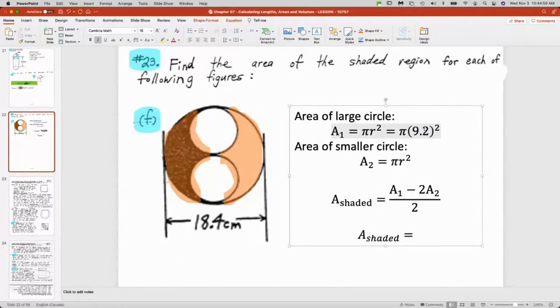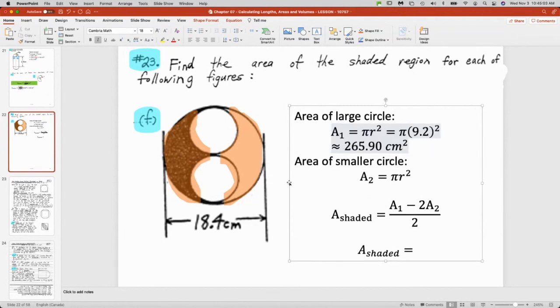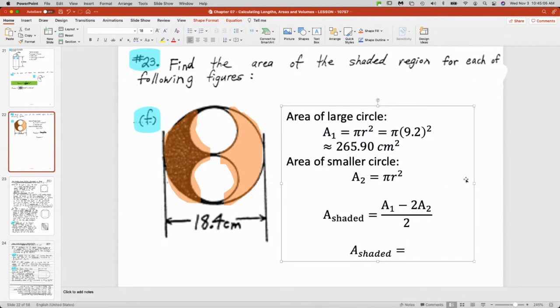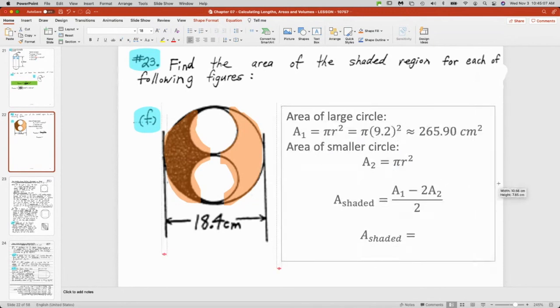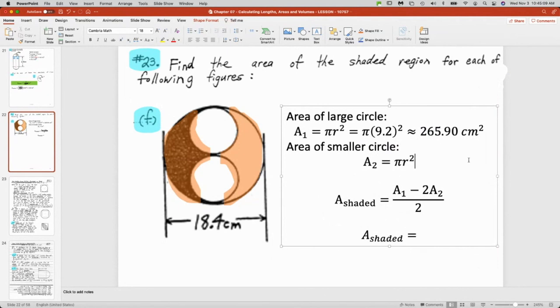So we have 9.2 squared times pi, 26590. Okay, so we have the area of the large circle. Now we need the area of the small circle. Any volunteers there? What is the radius of one of these smaller circles?